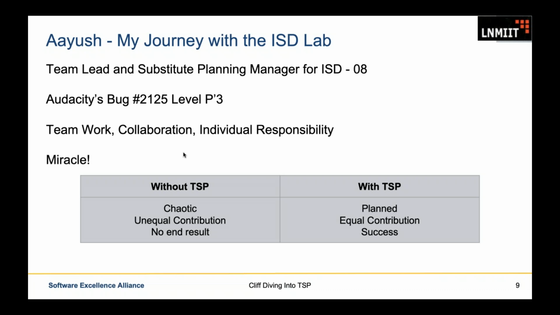So I was the team lead and the substitute planning manager for the ISD 08 team. We picked Audacity's bug 2125, which is a priority level 3 bug. There are actually 6 priorities of bugs in Audacity, with priority 0 being the most difficult and most urgent, while priority 5 is the easiest and least urgent. We picked priority 3 because we thought we could do it.